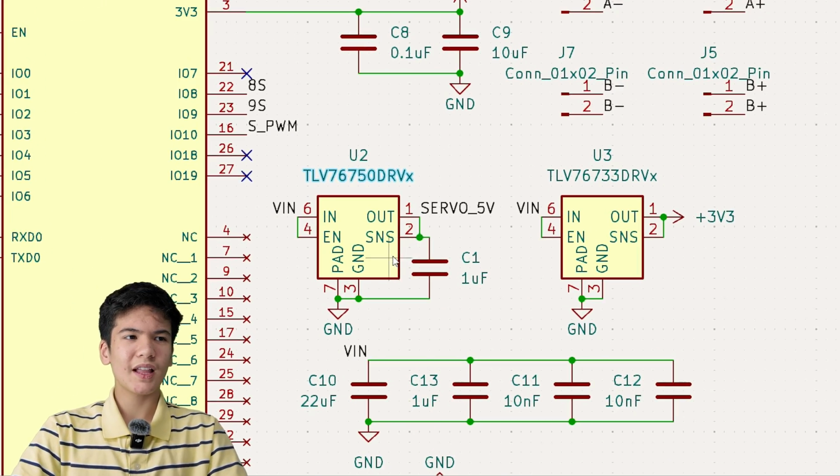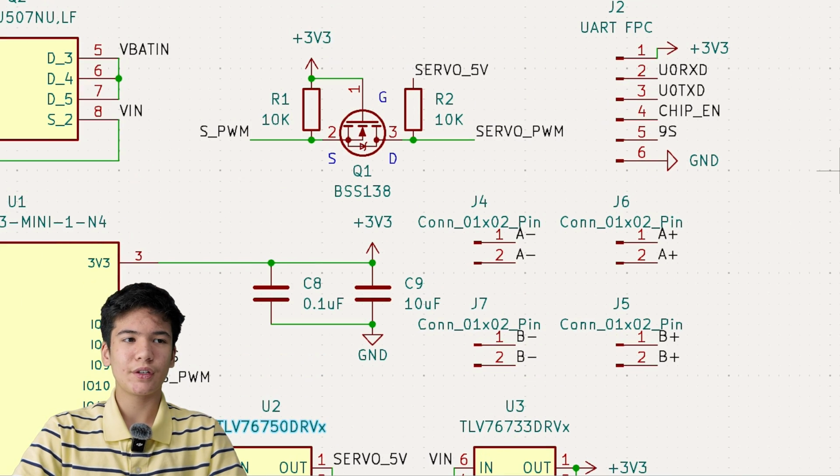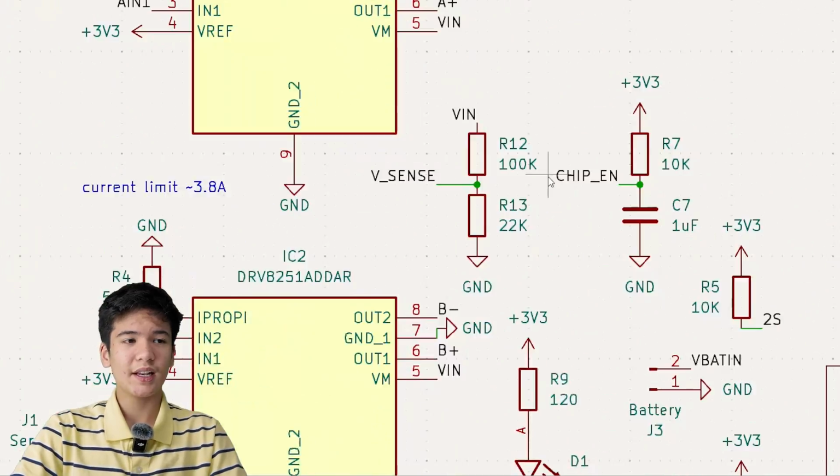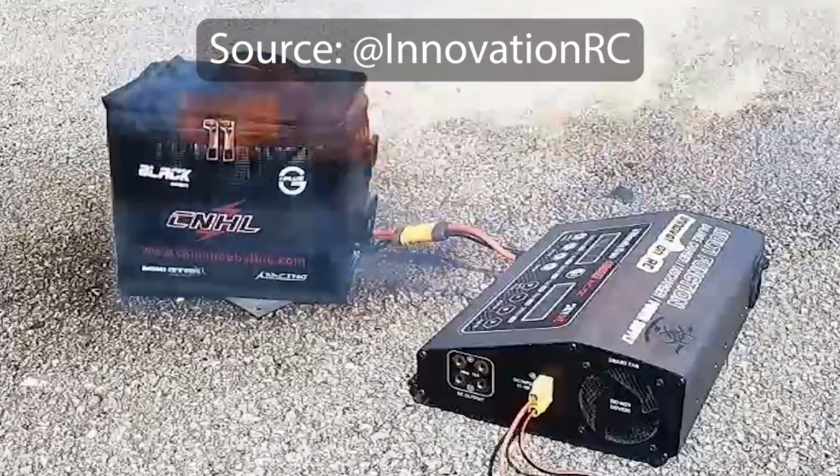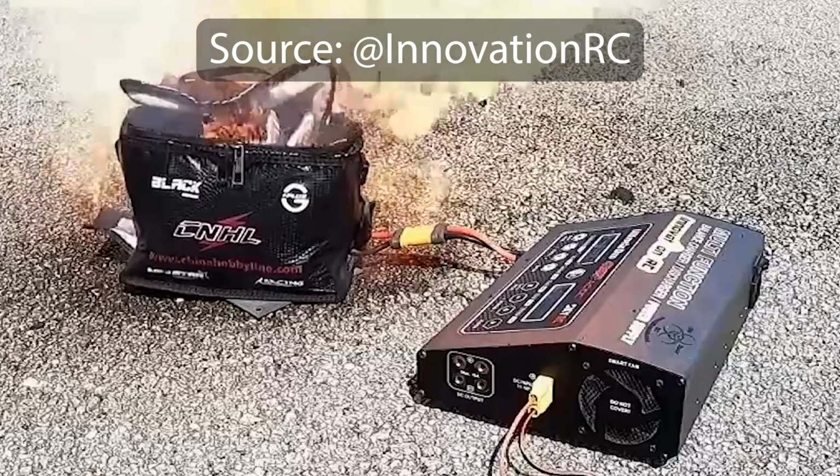Anyways, one of the last things I want to talk about is battery voltage sensing, which is extremely important if you aren't using protected cells, and especially with multi-cell LiPos, which can be quite dangerous to charge after over-discharging.